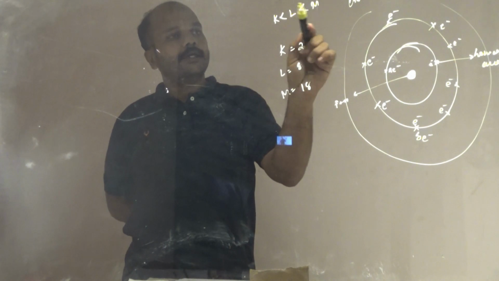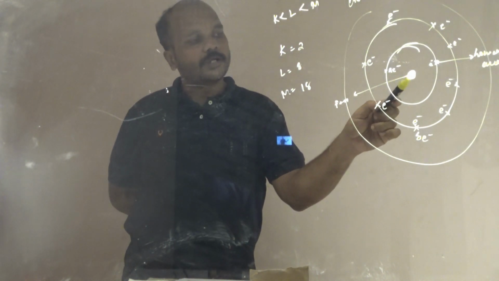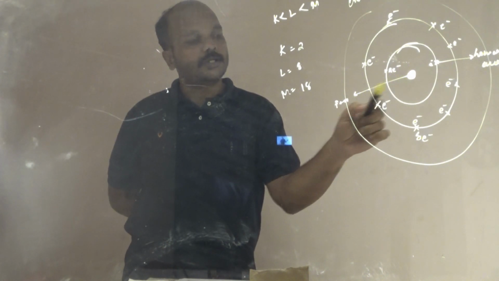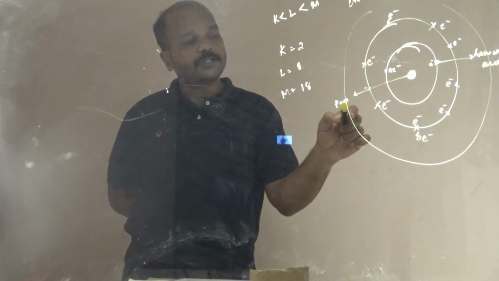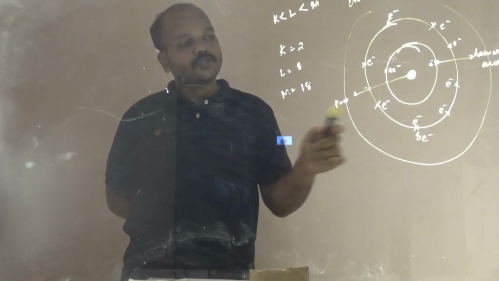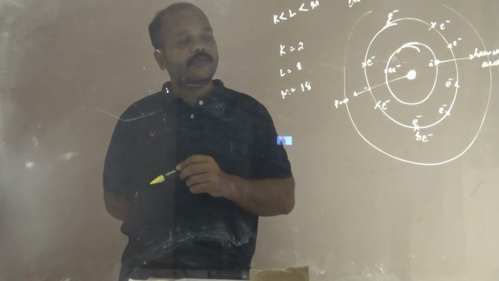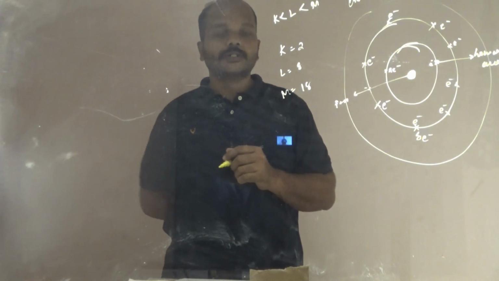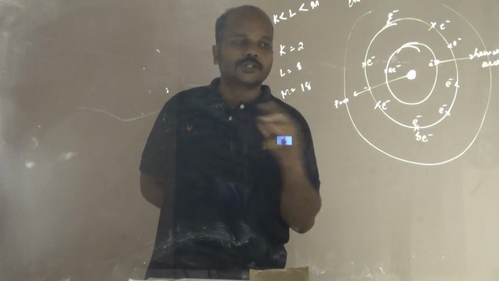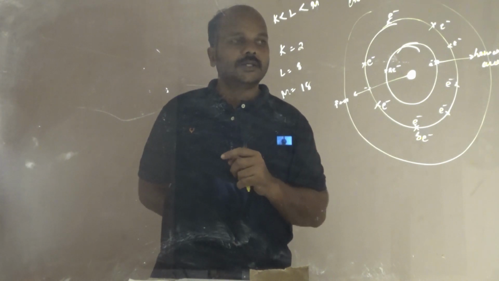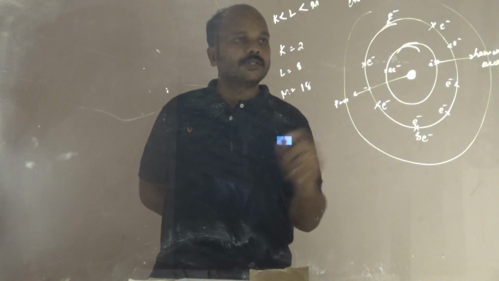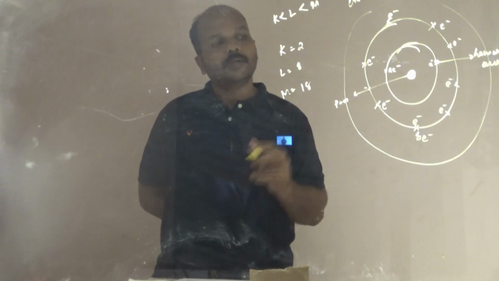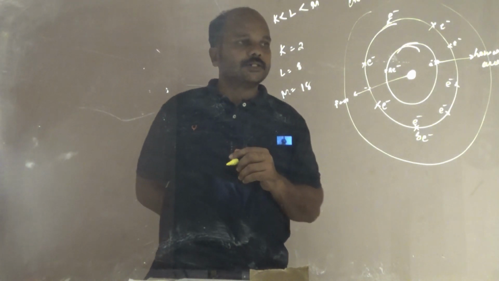The K shell is close to the nucleus, the L shell is a little bit farther, and the M shell is the farthest. The shell which is very far from the nucleus has more energy, and the shell very close to the nucleus has the lowest energy. So the K shell has less energy, the L shell has higher energy, and the M shell has even more energy.